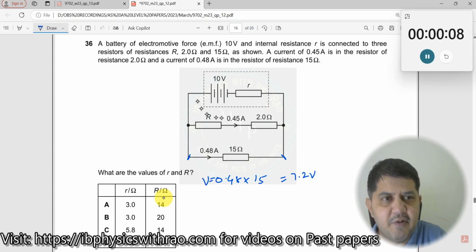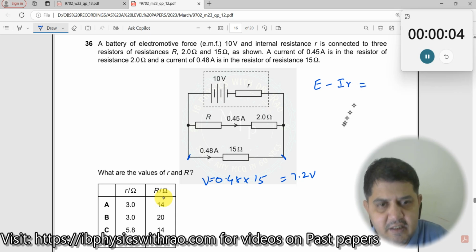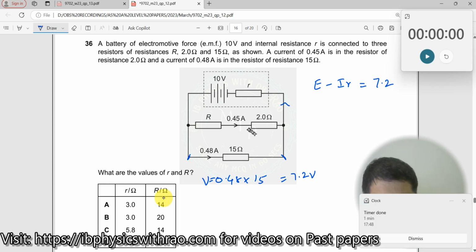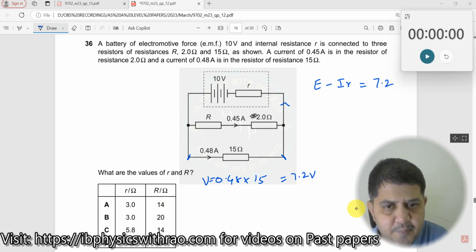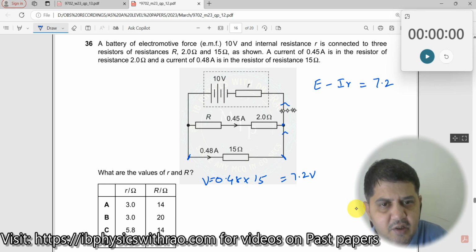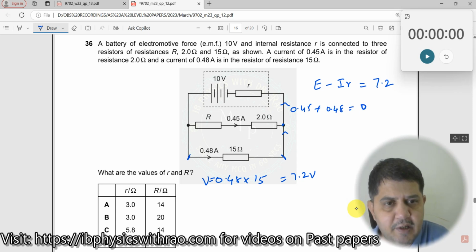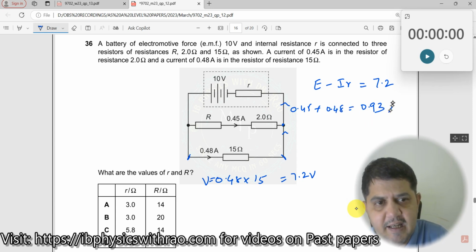Now if I equate it to this one, what do I get here? I get E minus Ir is equal to 7.2 volt. Now what is I here? The total current that passes here. See this, 0.45 and 0.48 both add at this node, and you get 0.45 plus 0.48, which will be equal to 0.93 amperes. This is the amount of current, which is your current I.